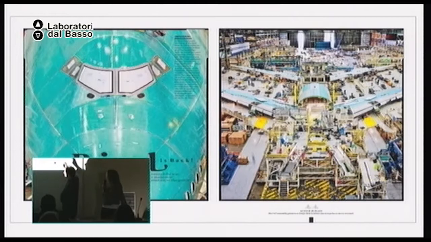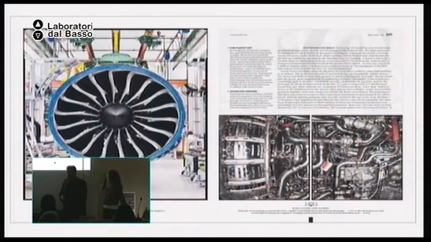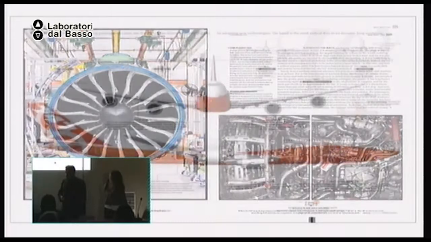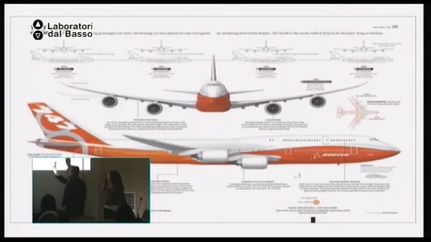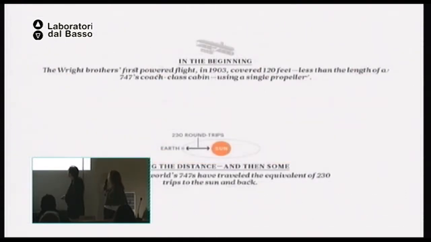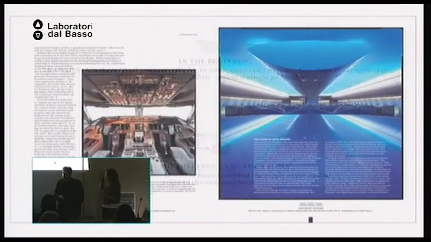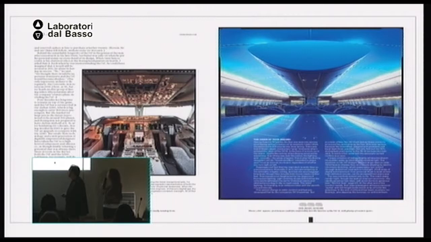This story is about the new 747. This is the print version. And this was a spread of graphics in the center, with the history of the aircraft. I love little fun facts, so I've got all these little fun facts, like the 747 has flown enough to go from the Earth to the Sun and back 230 times.